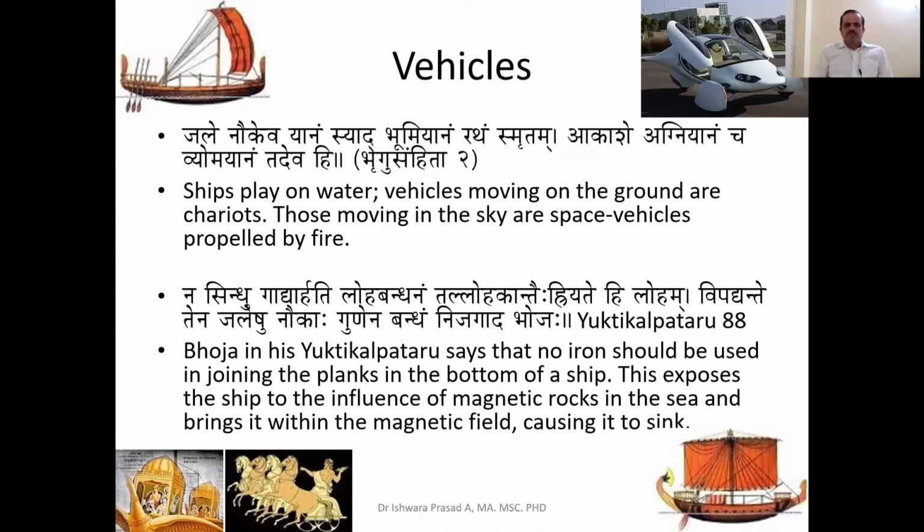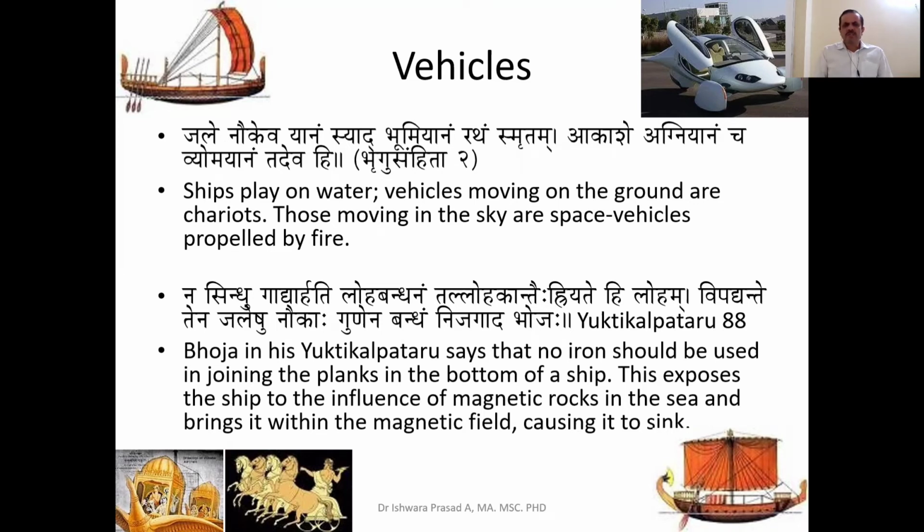Ships ply on water, jale naukeva yanam syat. Bhumiyanam ratham, vehicles moving on ground are called chariots. Those moving in the sky are called space vehicles, which are propelled by Agniyanam, that is propelled by fire. So this shloka from Bhrigu Samhita confirms that they had knowledge of these vehicles.